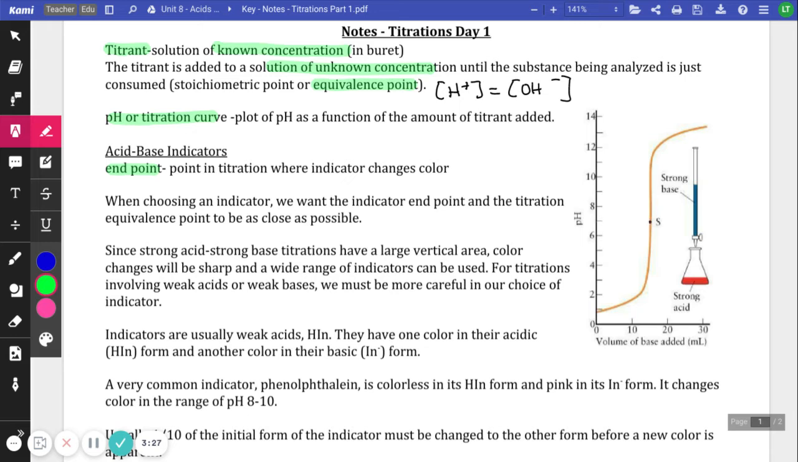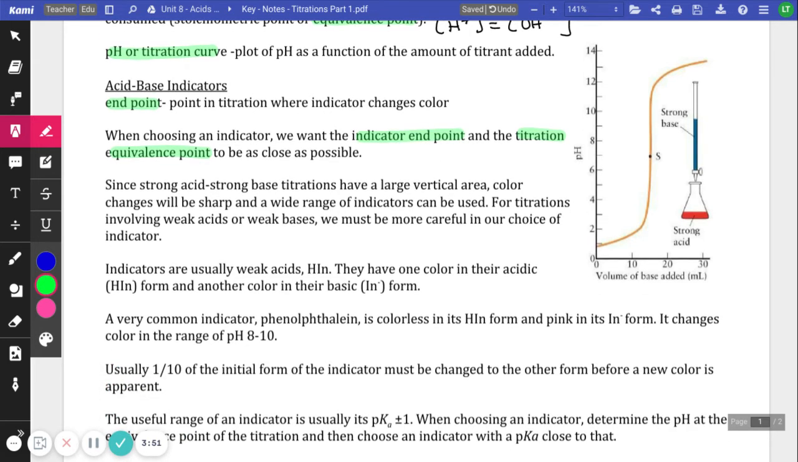So we do have to be careful when choosing an indicator because we want the indicator endpoint and the titration equivalence point to be as close as possible. So we want to make sure that we are getting as close to that neutral pH of 7 as possible. Now, we really only get to that neutral pH of 7 when we're adding a strong acid to a strong base, but we'll talk more about that later.